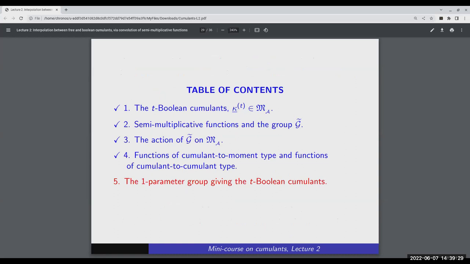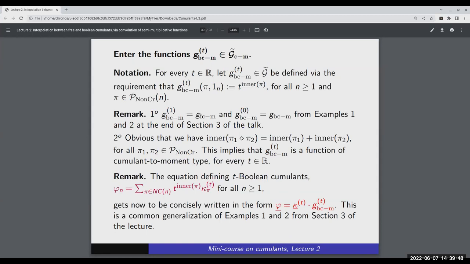I explained what is cumulant to moment and cumulant to cumulant, and I am now returning to the T-Boolean cumulants, and I'd like to see what's going on there. So we have a function, Boolean cumulants to moments with superscript T. This will be the function from T-Boolean cumulants to moments. And how do we put it? Well, we have to assign it on pairs of the form pi comma 1_n.